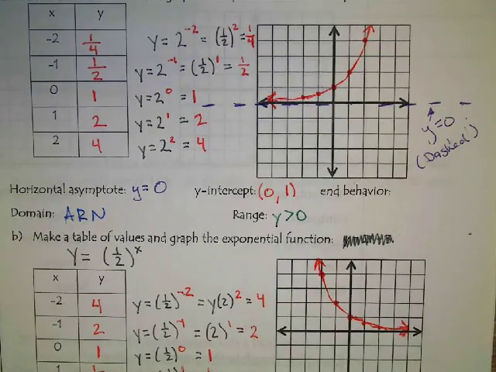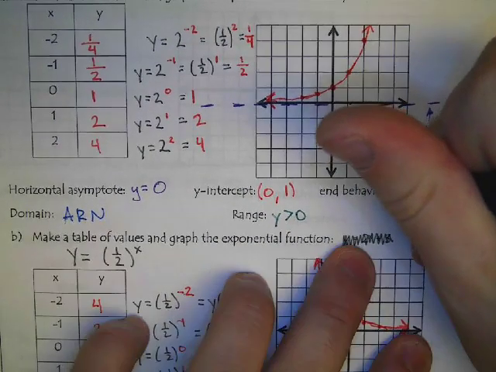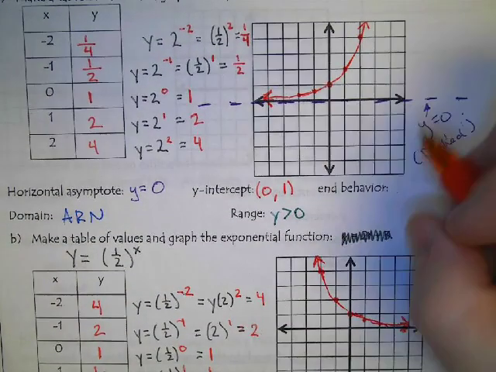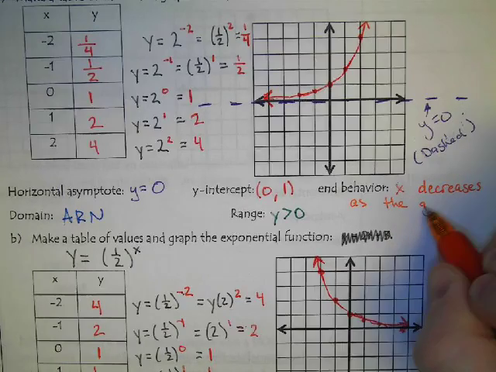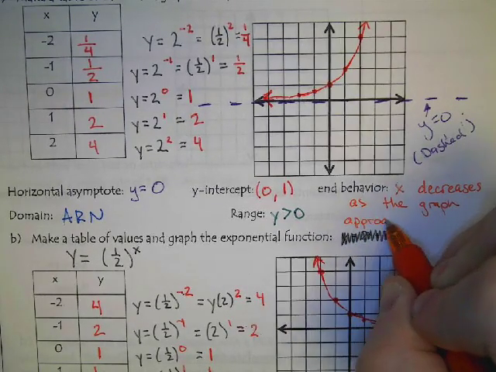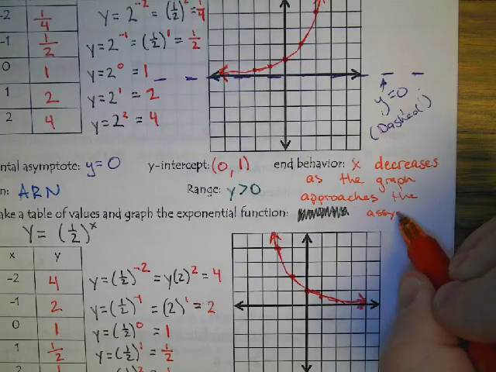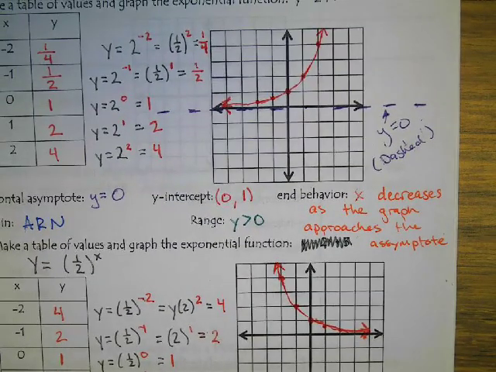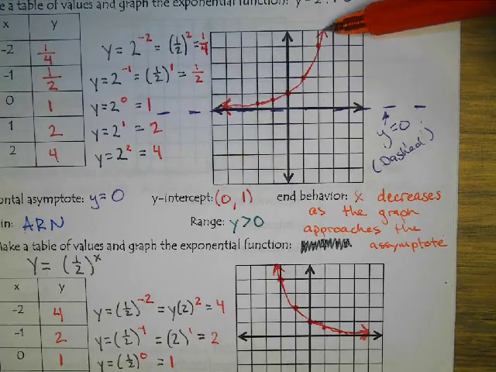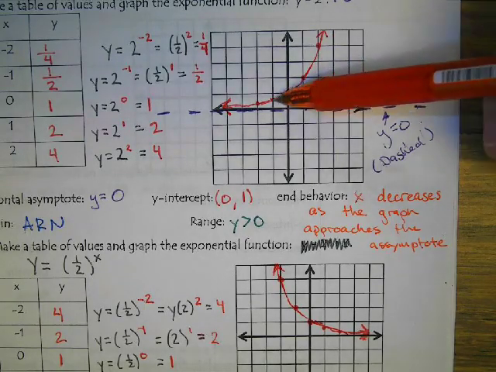So I will say that x decreases as the graph approaches the asymptote, which is fairly clear when we're looking at the graph. As I'm approaching the asymptote, this dashed line right here, and I try to approach it, we see that it's decreasing.